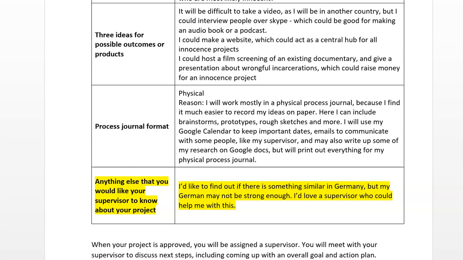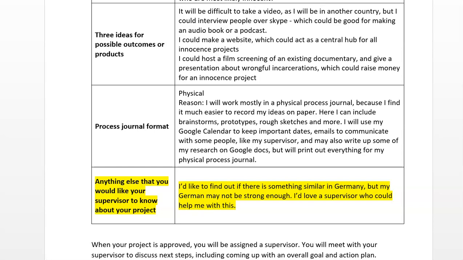Lenny has written, "I'd like to find out if there is something similar in Germany, but my German may not be strong enough. I would like to have a supervisor who could help me with this." This is an important box to fill in if you've got an idea in mind for which supervisor you would like, or any skills that it would be useful that your supervisor has.